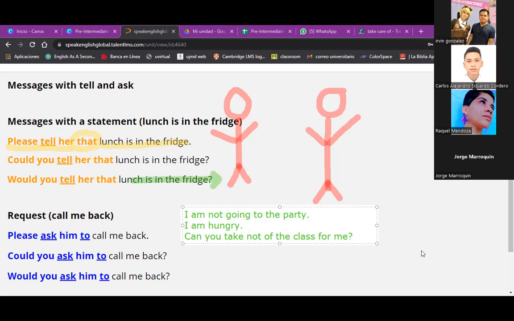So, Irving and Alejandro. Let's see, Irving, ¿cómo cambiaría? How would you change this sentence or this statement into a message? Okay. Please tell Jorge that I'm hungry. Very good, exactly.